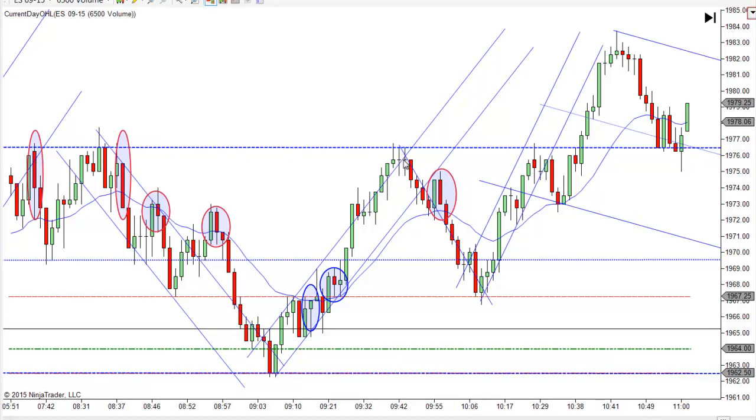Again, it was tempting to go short right there, knowing there's enough room back to the EMA, but you better be careful, because it might do it just like it did here. It did come back to the EMA, but it ended up going higher.